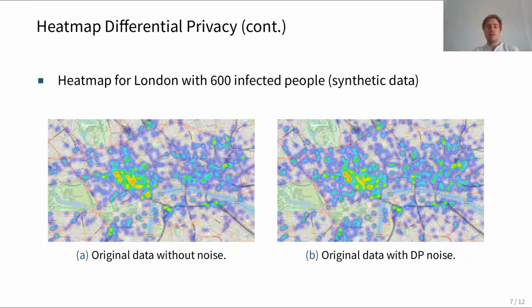Then the image changes when we include a lot more patients into the heat map protocol. So here on the left side, we have created a heat map for 600 infected people. And on the right side, we also apply differential privacy to this heat map. And what you can clearly see here is that even though an individual's location is drowned in the noise, when we have a hotspot on the left side, this hotspot is also clearly visible on the right side. So the utility of the heat map is still preserved, even though we are using differential privacy.